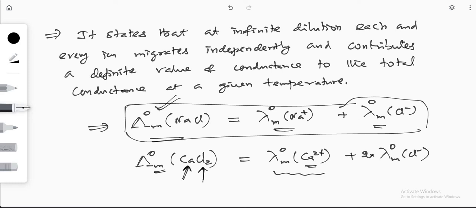See, students, this is for 1 mole, but 1 mole of calcium chloride has 2 moles of chloride ion. Therefore, you have to multiply this by 2. Right? Take 2.